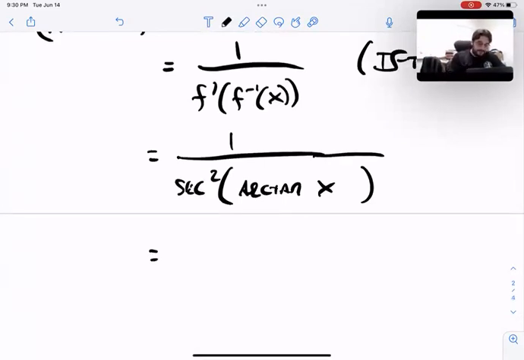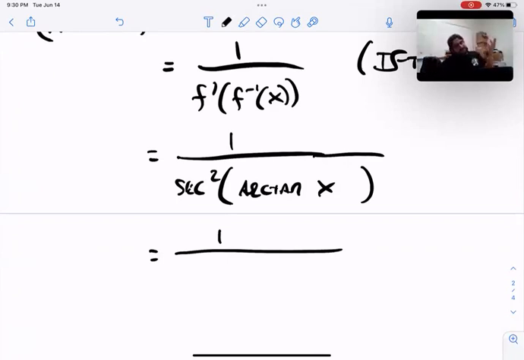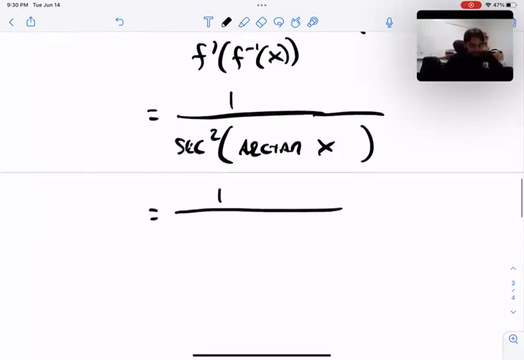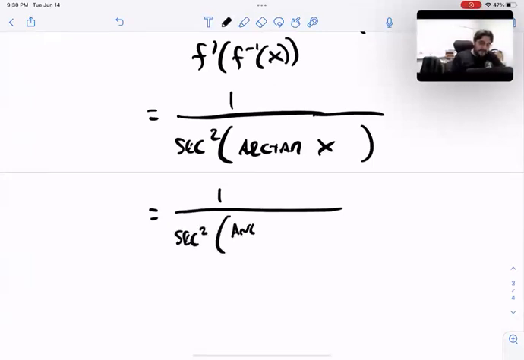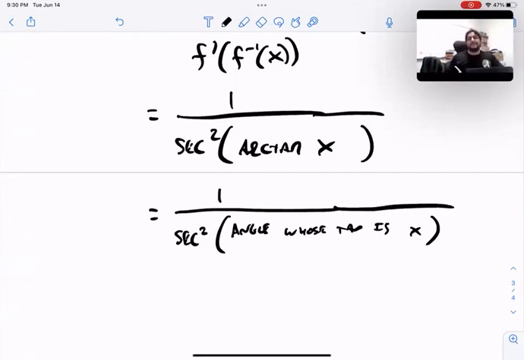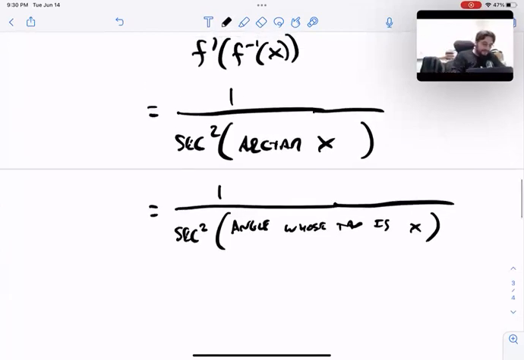Great. What does this become then? You could just leave it there. That's not an incorrect formula for the derivative of arctangent, 1 over secant squared of arctangent of x, but it can be simplified, right? Because arctangent, what does this mean? A nice way to think of arctangent is the angle whose tangent is x, right? Or the arc on the unit circle whose tangent is x. It's called arctangent, right?